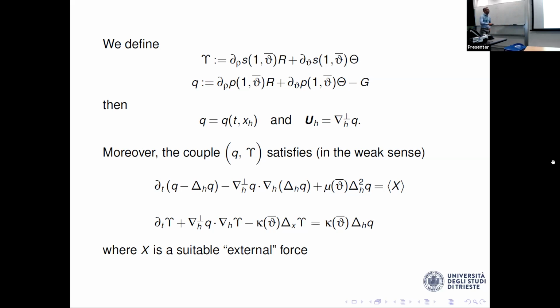Moreover, the couple Q, Upsilon satisfies, in the weak sense, the following equation, that is a quasi-geostrophic type equation for Q. Here again, we have a purely two-dimensional dynamics for Q, and a transport diffusion equation for Upsilon. And here again, we have some low stratification effect due to the fact that Upsilon depends on X3.